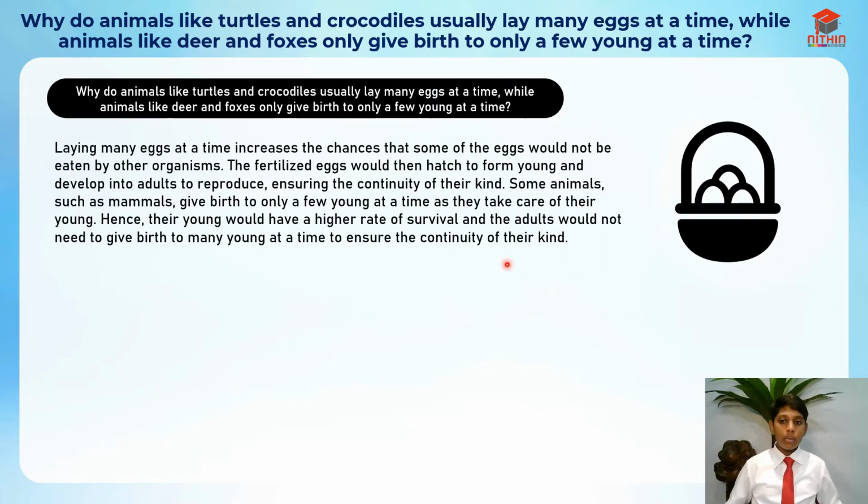So basically, mammals and reptiles, when they give birth, they actually give birth to only a few young at a time, because they will take care of their young and the young will have a higher rate of survival, and the adults will not need to give birth to many young. That's why, to ensure the continuity of their kind.